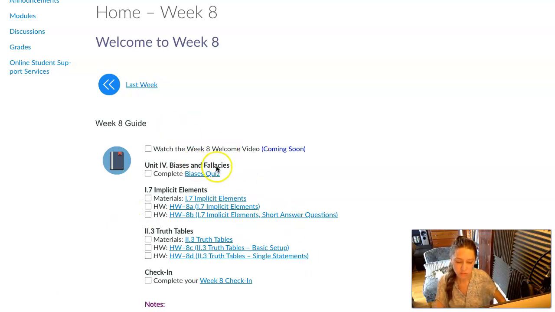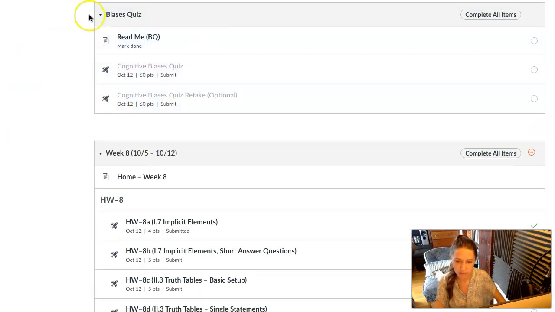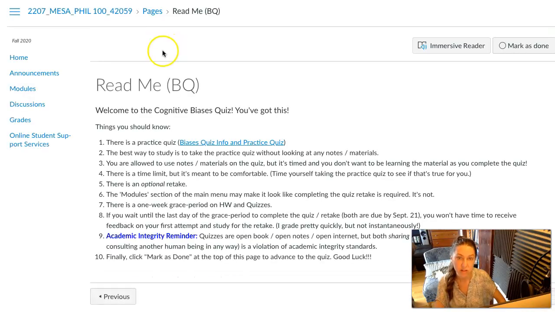Okay, let's get started with the biases quiz. When you follow the link from the homepage, as usual, it's going to take you to the modules section of the course. So we've got our biases quiz module, and as usual, the quizzes are locked until you complete the README. And this is just like the README for the previous 2 quizzes. So just a reminder that there is a practice quiz and that that's the best way to study for the quiz, as well as just general course information and the academic integrity reminder.